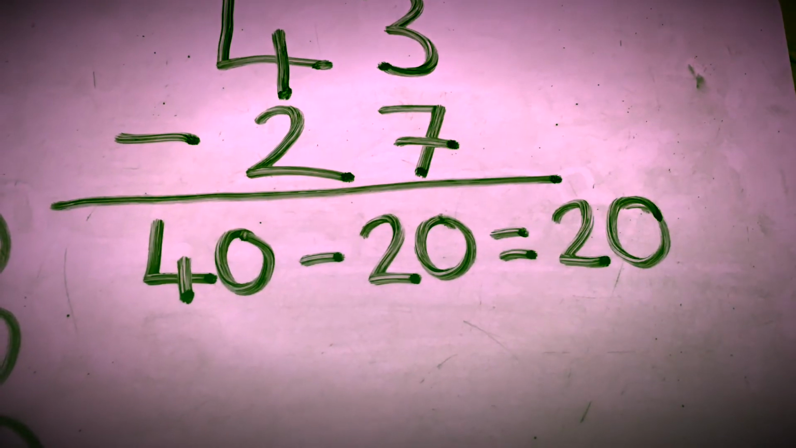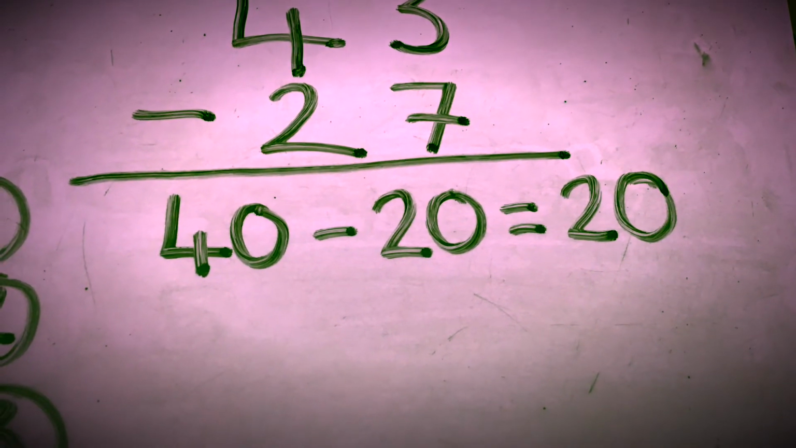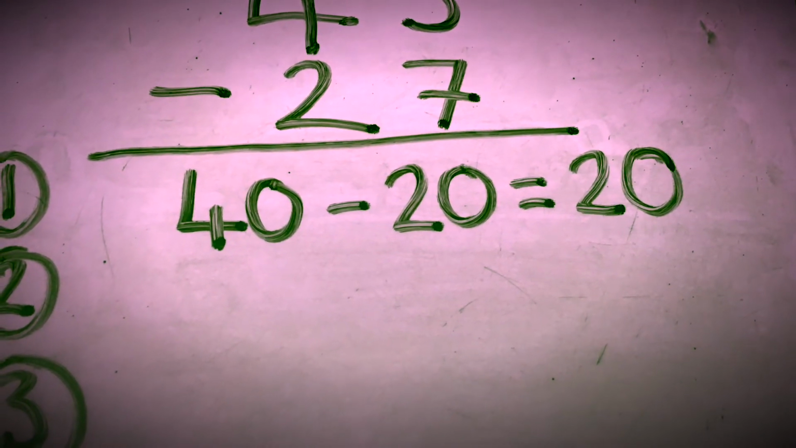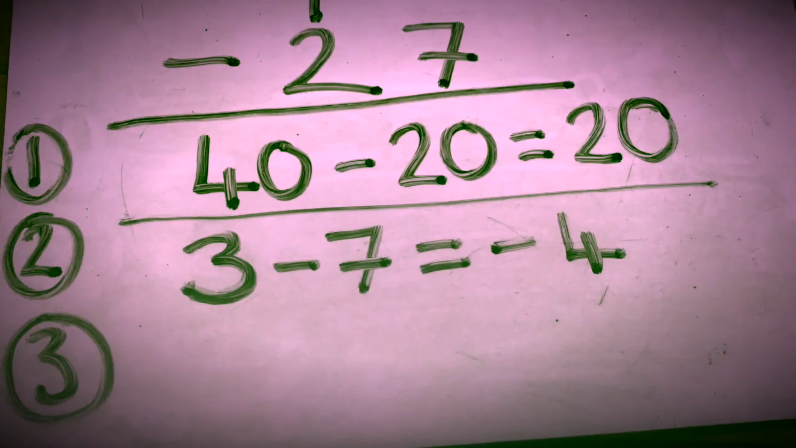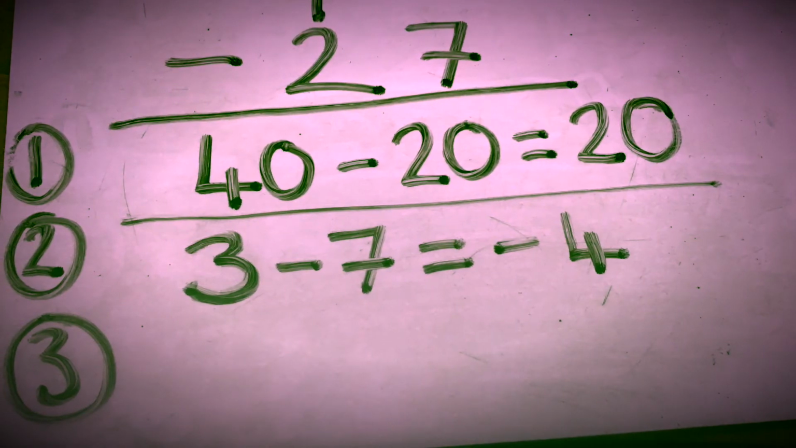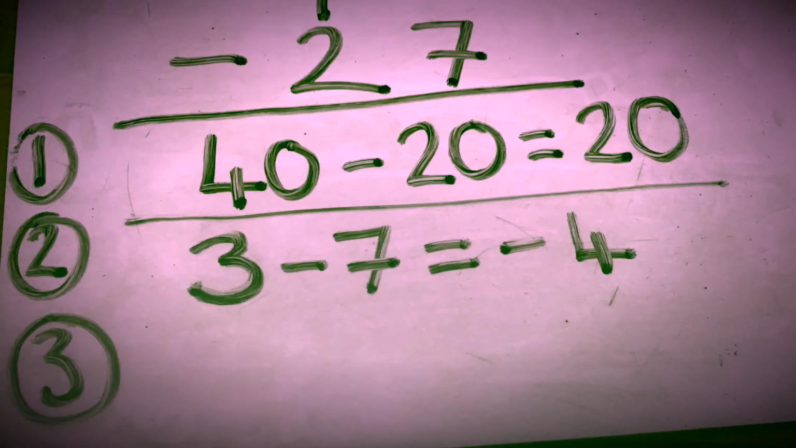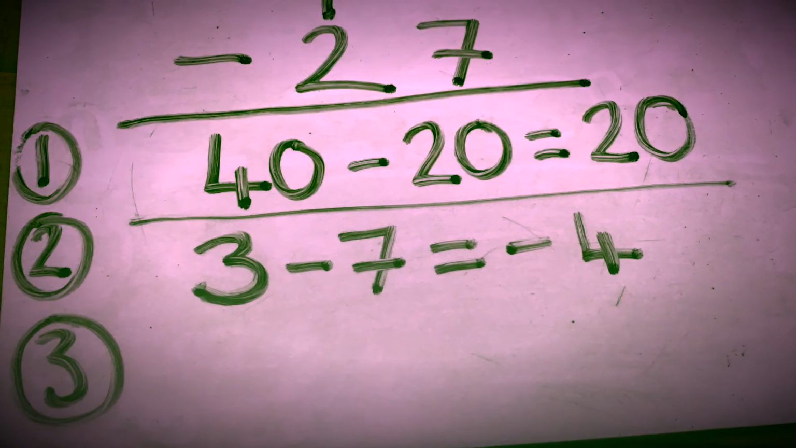The first step is looking at the tens. 40, take away 20, we're left with 20. That is step 1. Step 2, looking at the ones. 3, take away 7. We now know how to do that because it's a negative number. It will be -4.